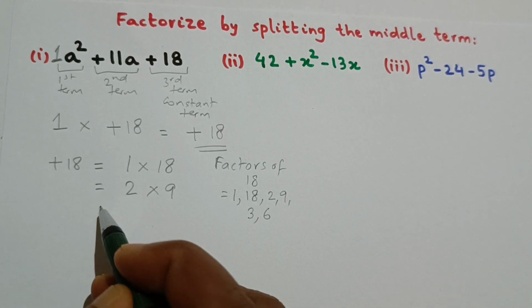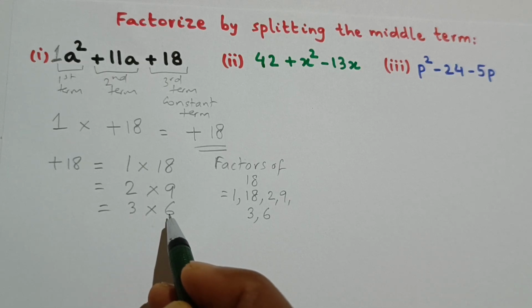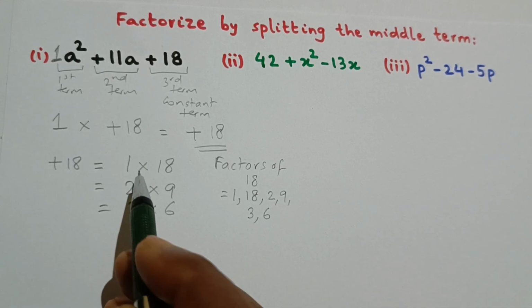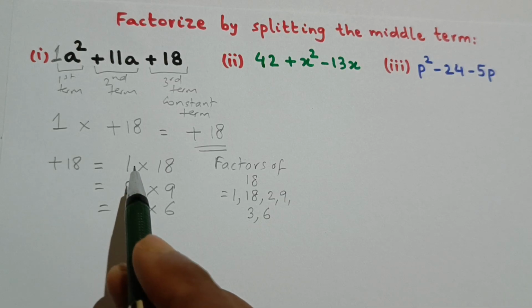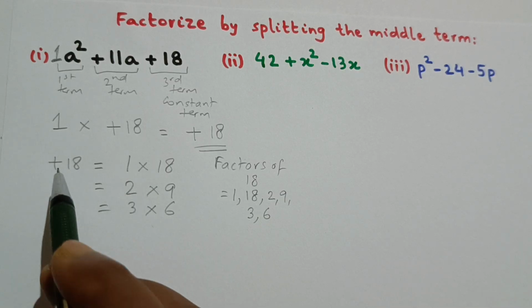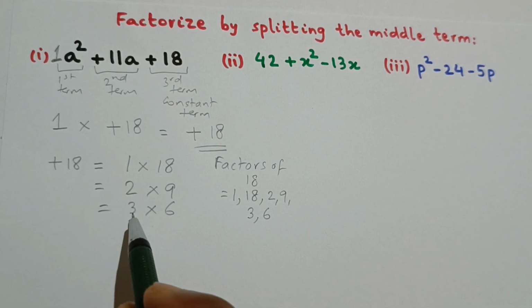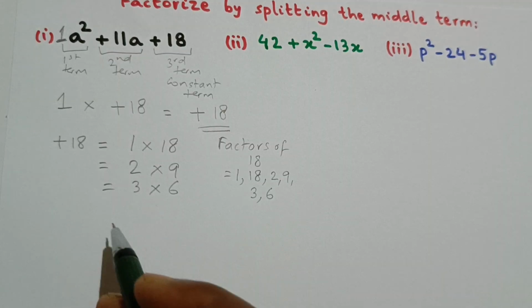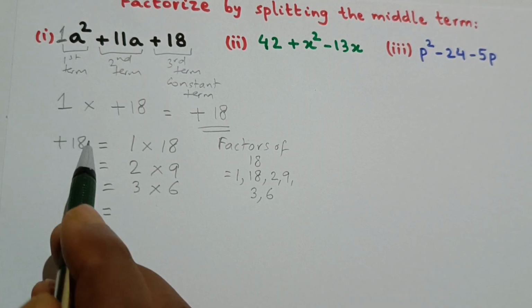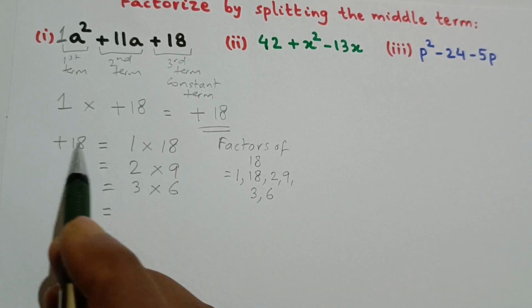Similarly 3 into 6, plus 3 into plus 6 is plus 18. So I am telling you to find all the possible integer pairs whose product is plus 18. So this is one pair, this is another pair, this is another pair. There are some other pairs also. I want the product to be plus 18 and I want to find the integer pairs whose product is plus 18.